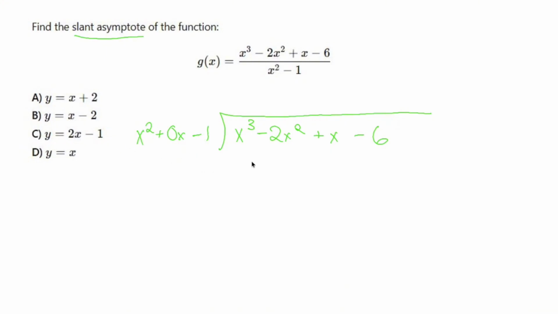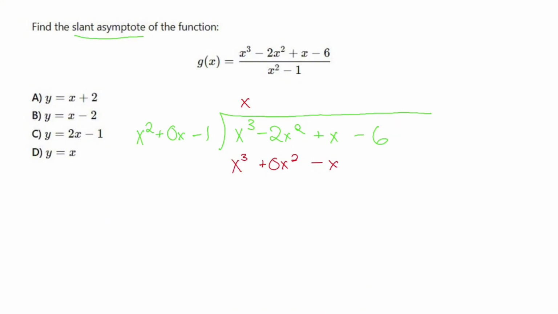X squared times what is x cubed? X squared times x is x cubed. So you write the x up here. Multiply x to this factor right here. X times x squared is x cubed. X times 0x is 0x squared. X times negative 1 is negative x.